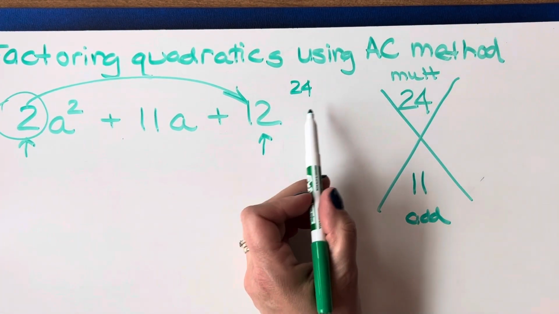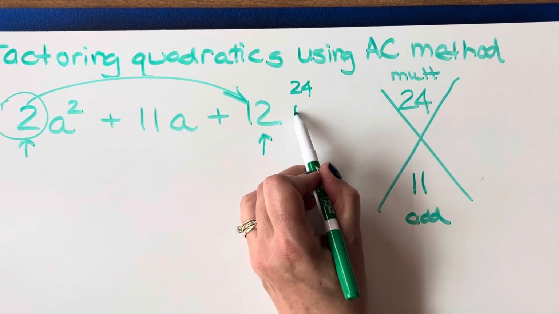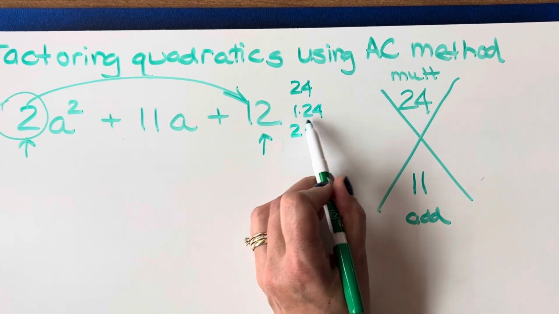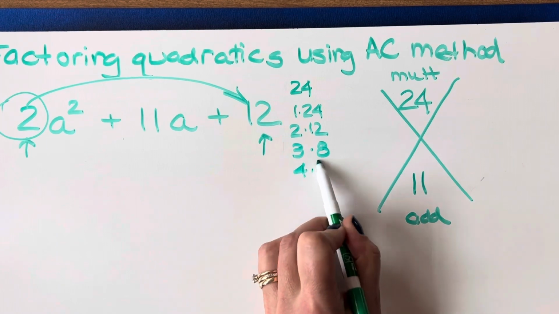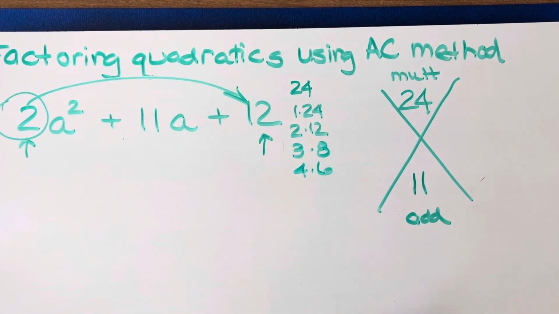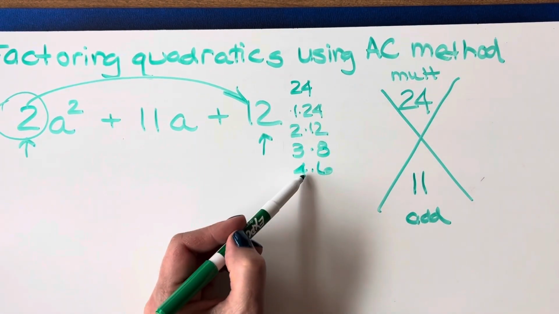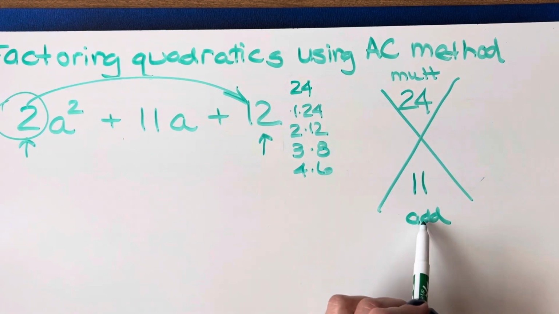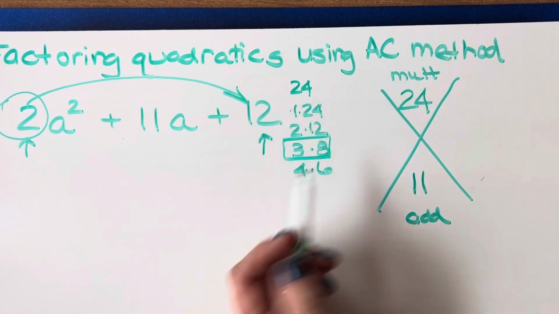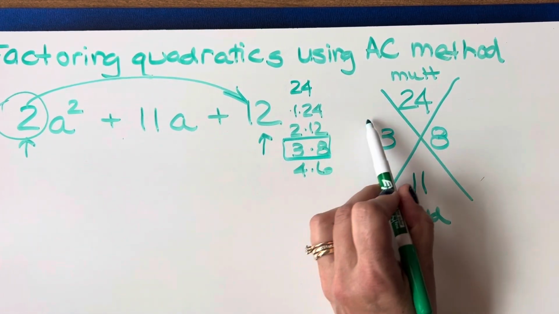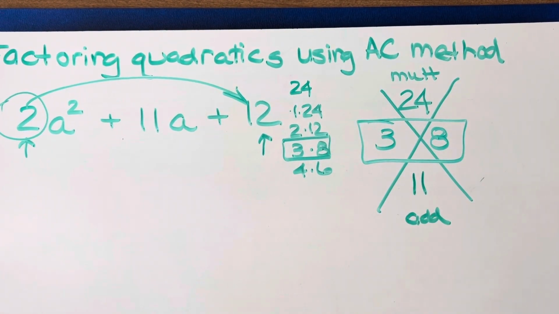So there are a lot of factors of 24, right? 1 times 24, 2 times 12, 3 times 8, 4 times 6. So these are all factors that give me 24, but I need the one that adds up to 11. And in this case, it is the 3 and the 8. So these are the ones that I want.